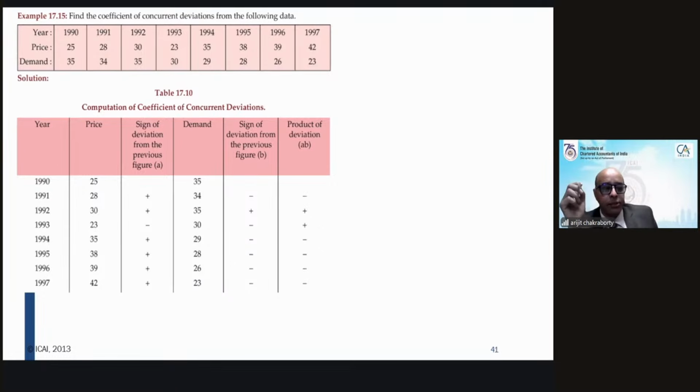1990 में price is 25, 91 में 28, यानी there is a positive change. So ये जो तीसरा slide आपको दिख रहा है, I'm just moving my cursor. यहाँ पे आप देख सकते हो positive sign है. Why? Because the price in 1991 has increased in the positive direction. So the deviation is positive. 92 में price बढ़ गया, 30 हो गया. It is now 30. Again positive deviation.